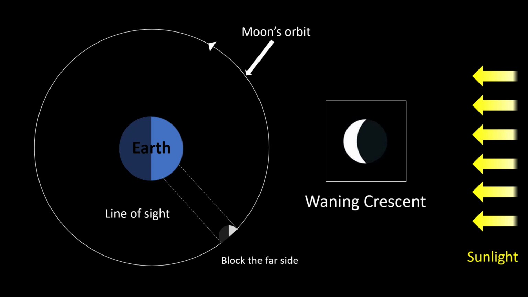That's a waning crescent. Crescent, of course, because it's obviously a crescent shape. Waning because in its orbital path it's going in decreasing amounts of illumination from our viewing perspective, closer and closer to the new phase.